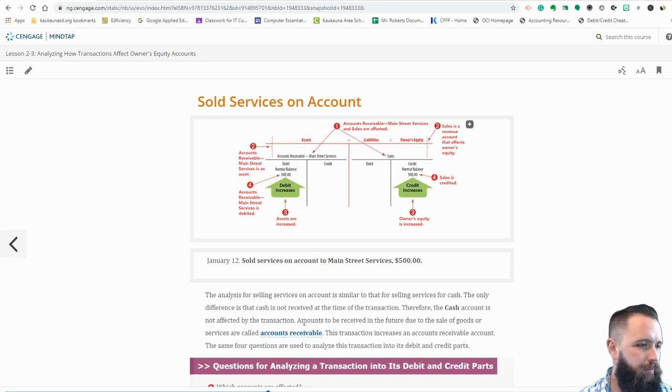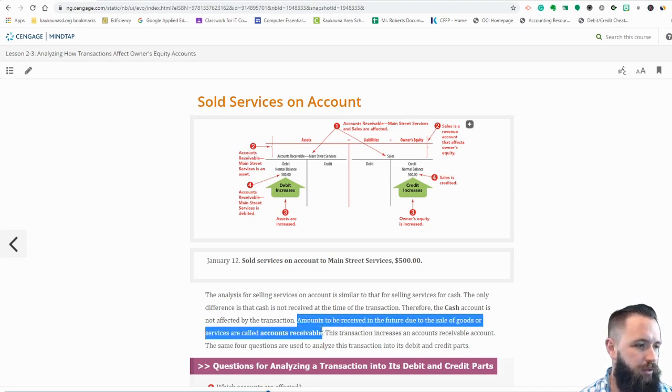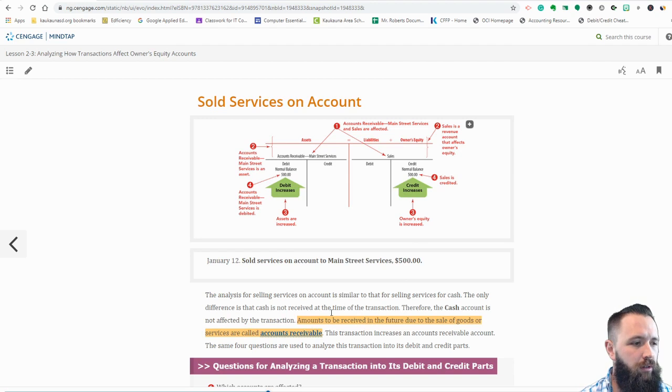So you can see here it says amounts to be received in the future due to the sales of goods is accounts receivable. We've already looked at that before, but now they're giving you the definition again because we are recording it underneath accounts receivable. So what are the accounts that are affected? Accounts receivable and sales. Remember, an accounts receivable, when we sold services on account and they're going to pay us later, it's still considered a revenue. Okay, still considered a revenue. So accounts receivable and sales. What's accounts receivable? It's an asset. What's a sale? It's a revenue that's going to affect our owner's equity.